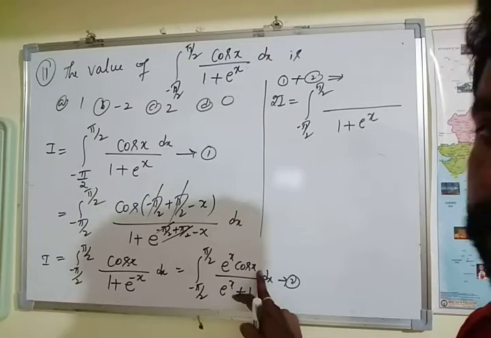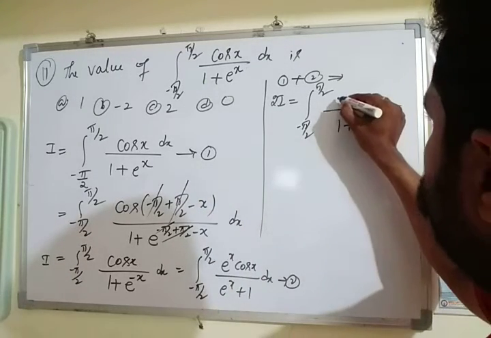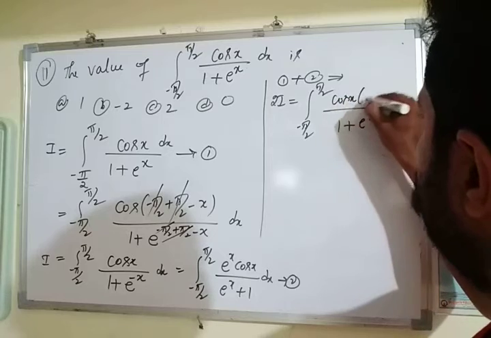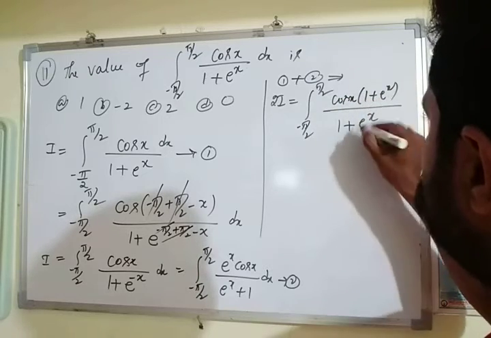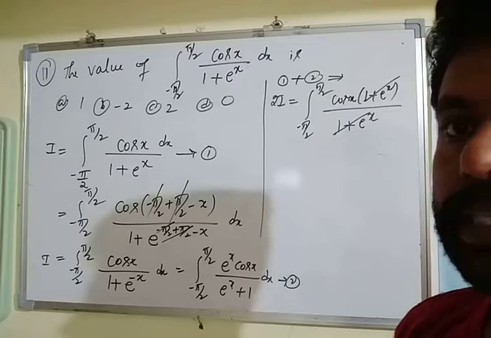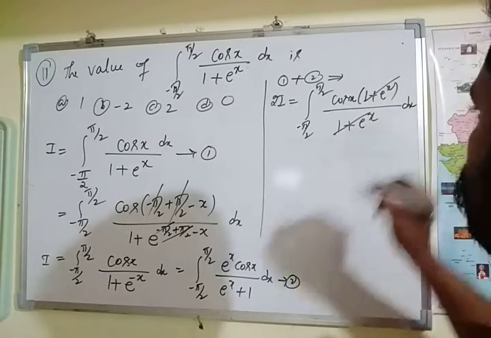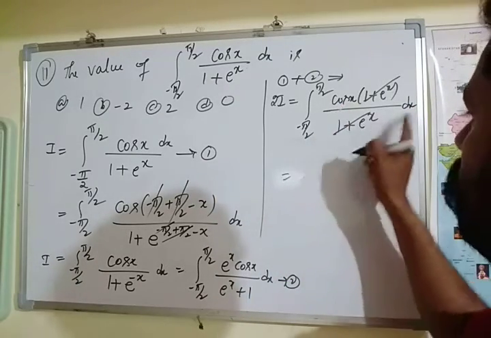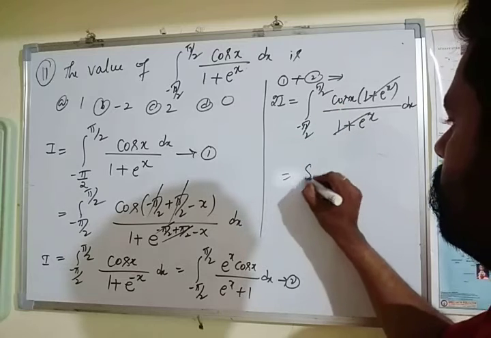We can take cos x common. The cos x is a common term. Remaining is 1 plus e to the power x. So in the numerator and denominator, 1 plus e to the power x is the same, so it gets cancelled. Here we get cos x dx. The integral of cos x is sin x.